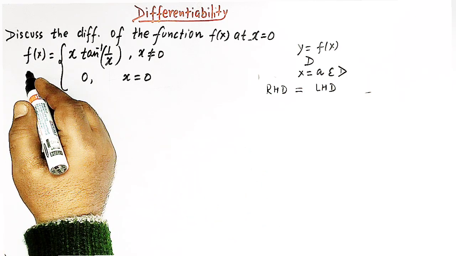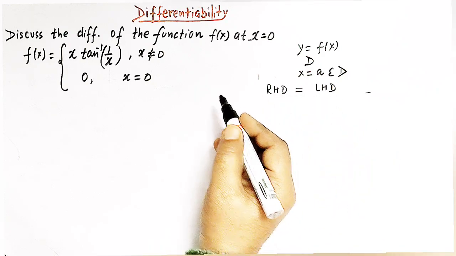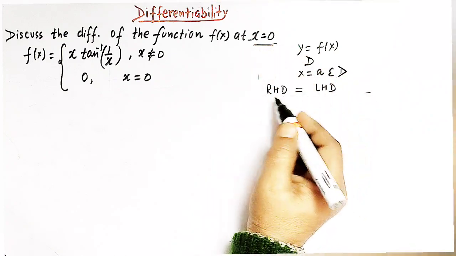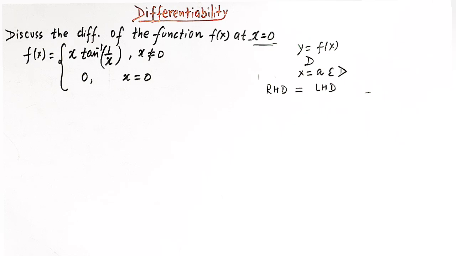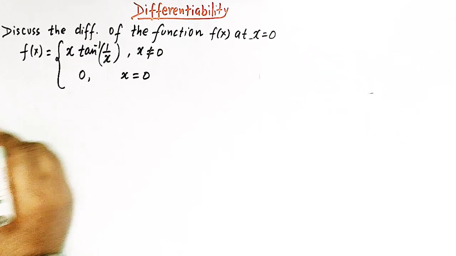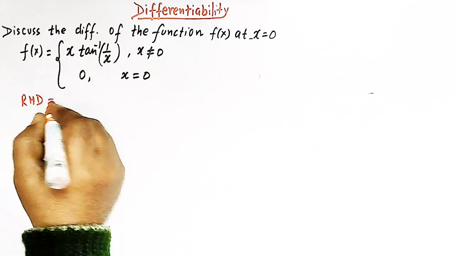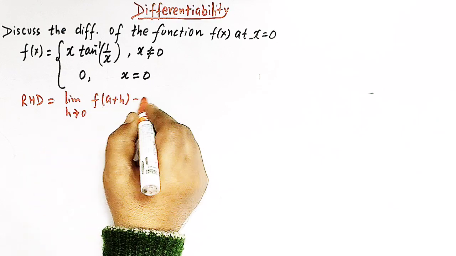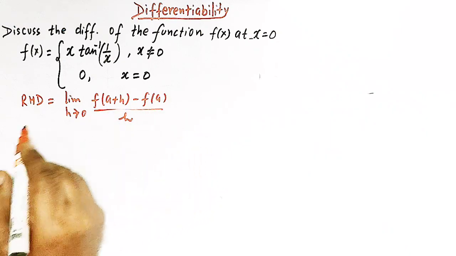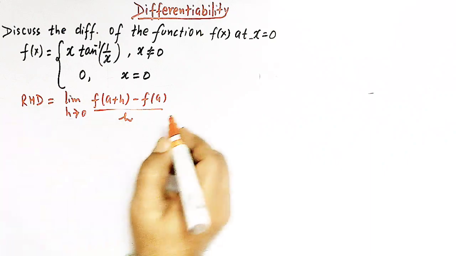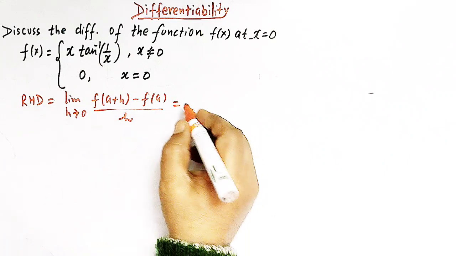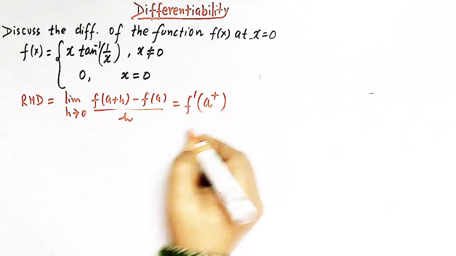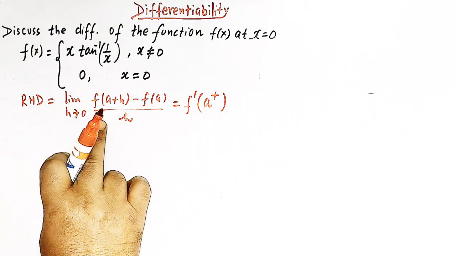So let us here find out the right hand derivative and the left hand derivative of this function at x is equal to 0, and let us see whether both these derivatives are equal to each other or not. So now the right hand derivative is defined by this limit, that is limit h tends to 0 of f of a plus h minus f of a divided by h. So this limit gives us the right hand derivative, and the notation for the right hand derivative is given by f prime, and here we write a and put a positive sign, right?